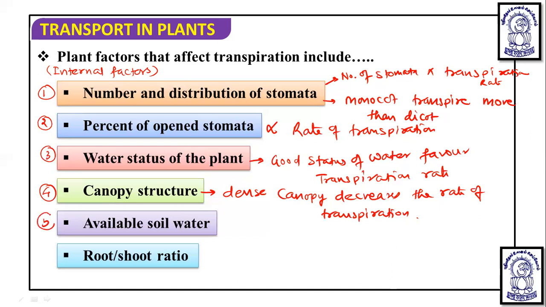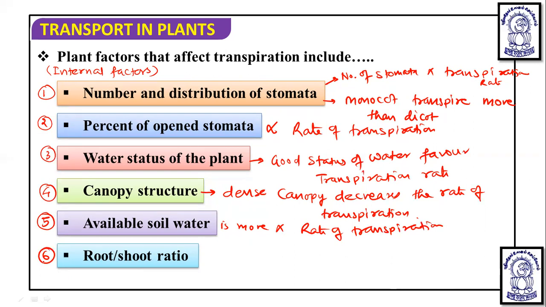Then the fifth is available soil water. Obviously, if the available soil water is more, then it is directly proportional to the rate of transpiration. Because if the available soil water is more, the absorption will be more, and then the loss will be more.